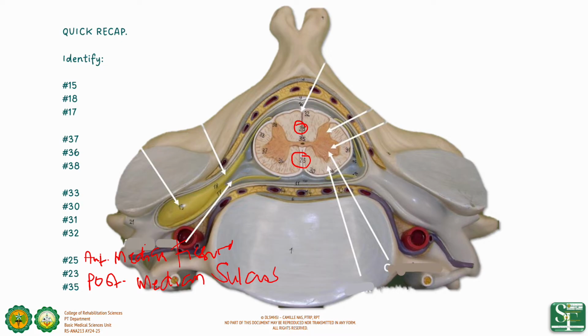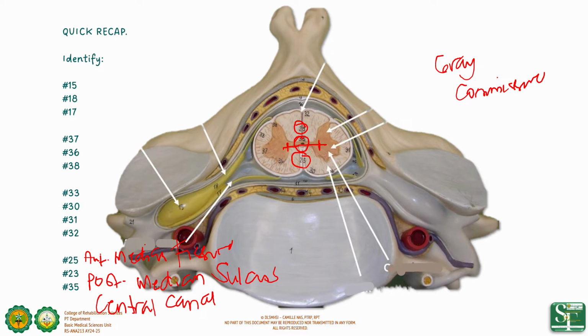sulcus. Okay. And 35, ito yan, yung 35, that's the central canal. Paano kung ito, yung bridge, yung tinatanong, that could be the gray commissure. Kung itong kabuuan na yan, no?